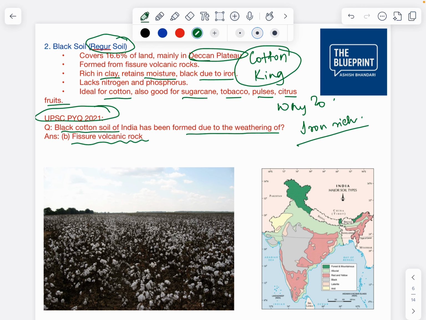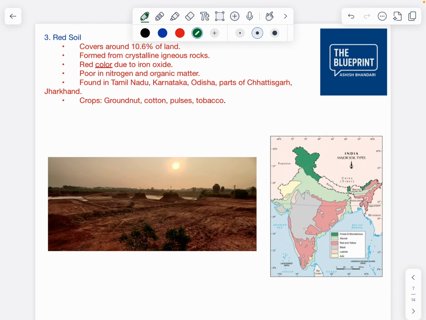Okay, moving forward. So paint the land red, right? You can see here. The red soil gets its color from iron oxide, basically rusting rocks. It's spread across Tamil Nadu, Karnataka, Odisha, parts of Chhattisgarh, right? It covers around 10.6% of the land. Okay, so the red soil you can see here. And the crops mainly grown here are groundnut, cotton, pulses, and tobacco.